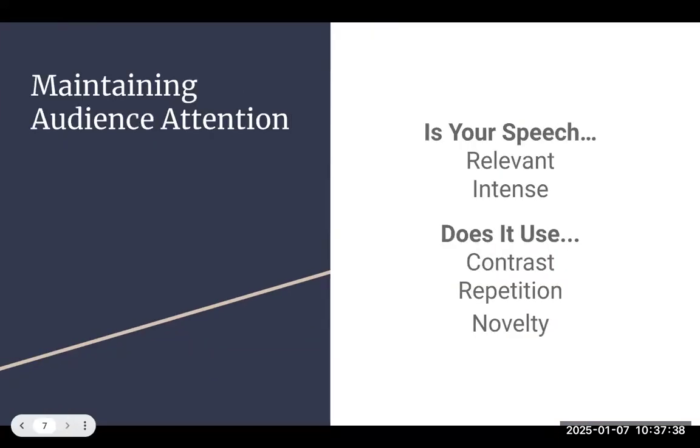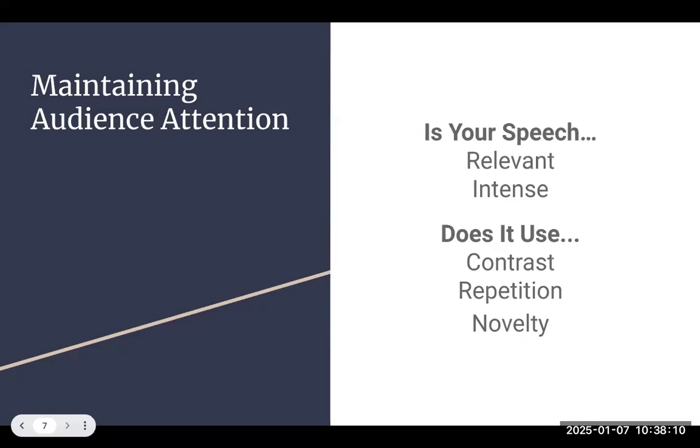This is going to be covered in a couple of other lectures as well. And I always believe that it never hurts to repeat yourself because most people forget things. So, maintaining your audience's attention, you need to make sure that your speech is relevant and that it's intense. And the intensity has to do with your passion, your energy while you're giving your speech. That will draw people in.